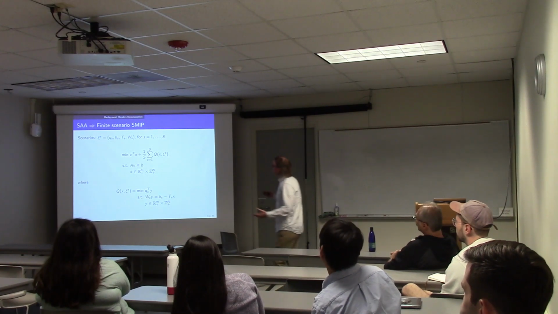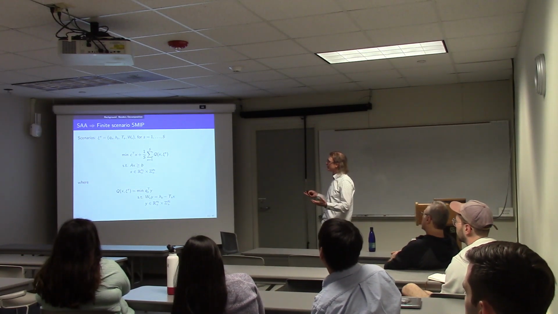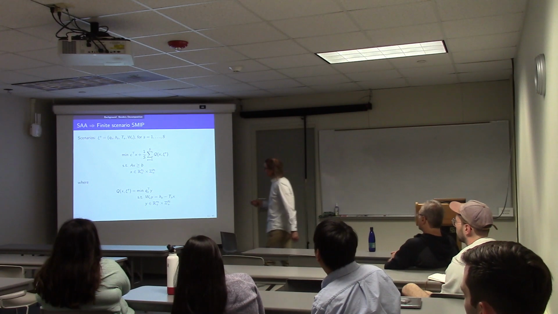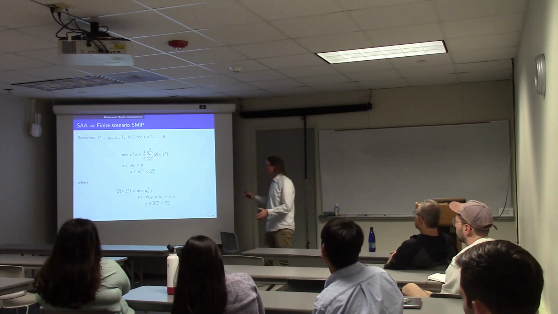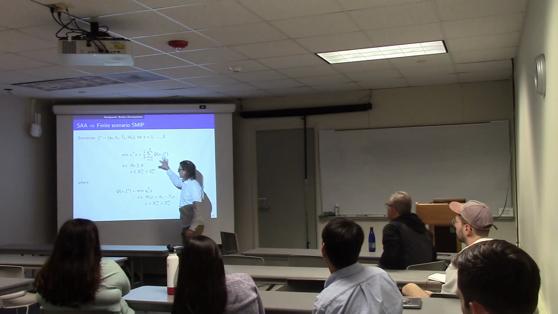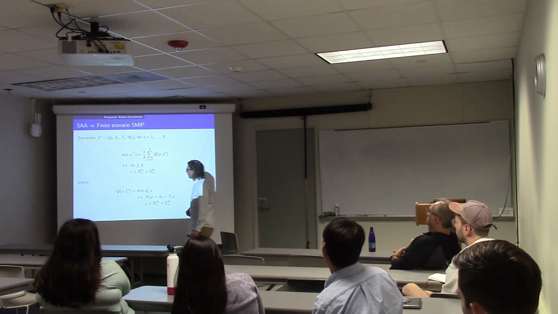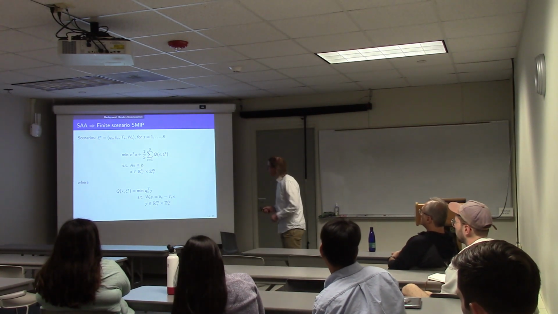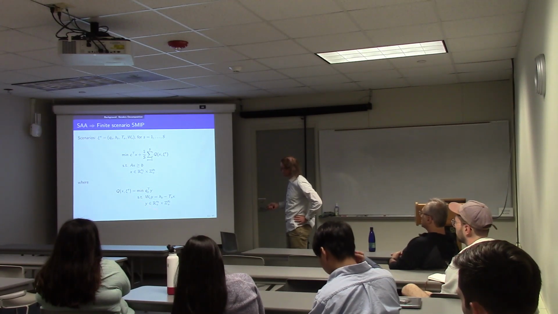And so now I can write down my stochastic mixed integer program using a sum instead of an expectation. So that's all I'm really doing here. This was expected value before, now it's just this sample average. And everything else is kind of the same as I had before.